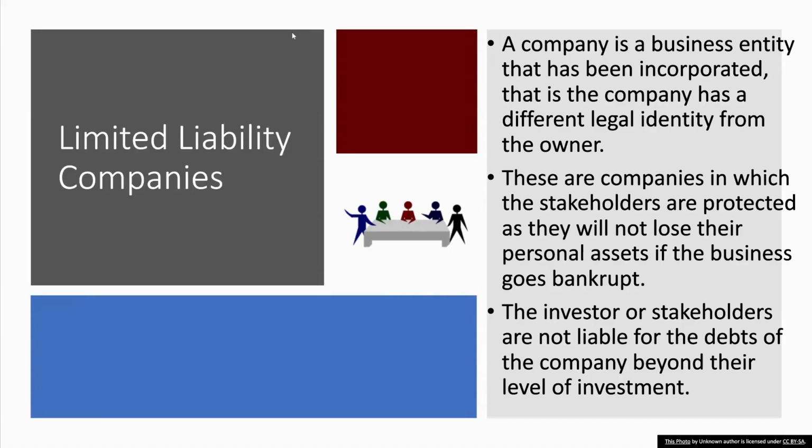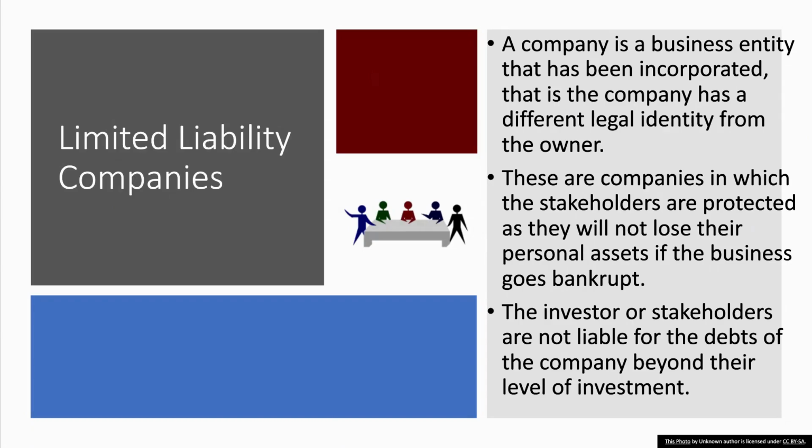So, a limited liability company is a company or a business entity that has been incorporated. That is, the company has a separate legal identity from the owner. These are companies in which the stakeholders are protected as they will not lose their personal assets if the business goes bankrupt. So that's what limited liability means. The investors or stakeholders are not liable for the debts of the company beyond their level of investment.